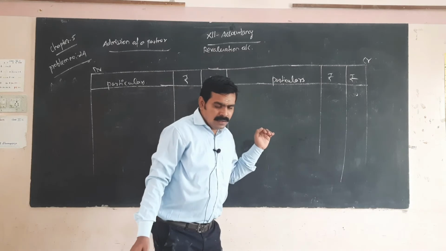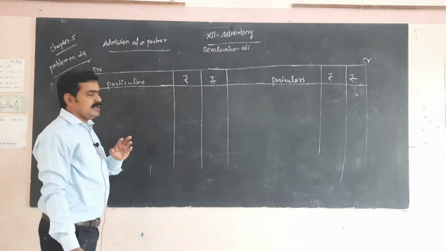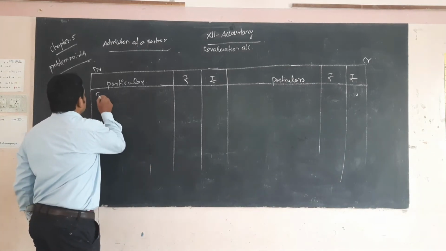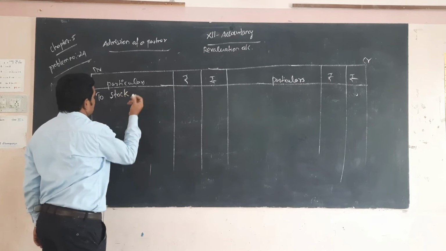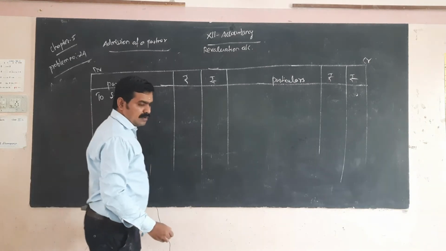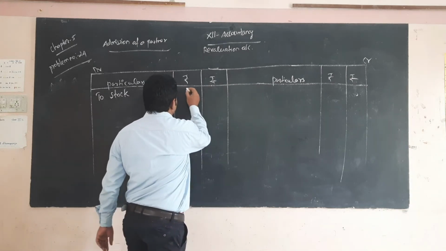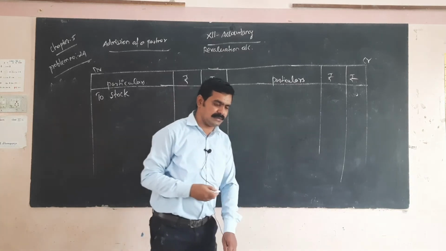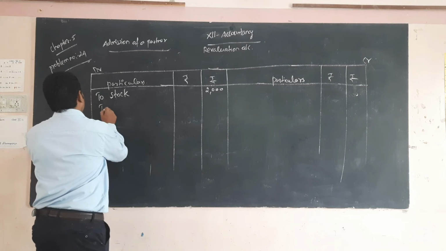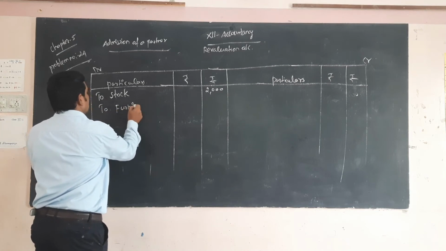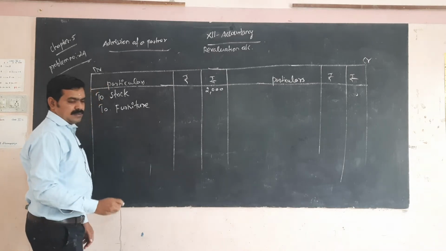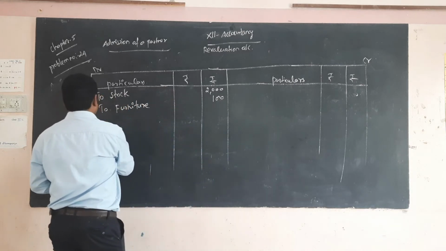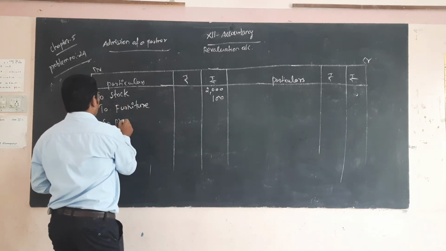Now stock and furniture used to be reduced. This will reduce 10%. That is, to stock. What is the amount? 2,000. Next, the furniture. What is the amount? That is 100. Next, to provision for bad debts.